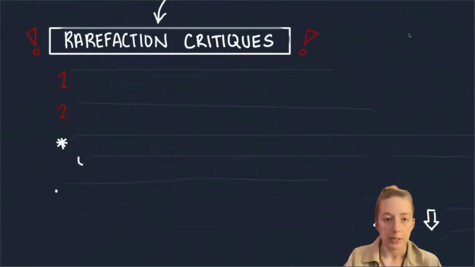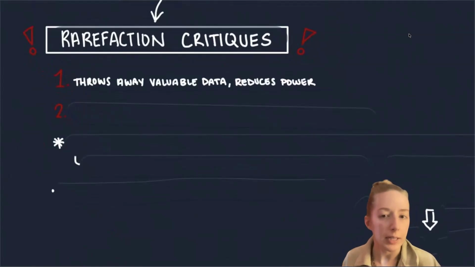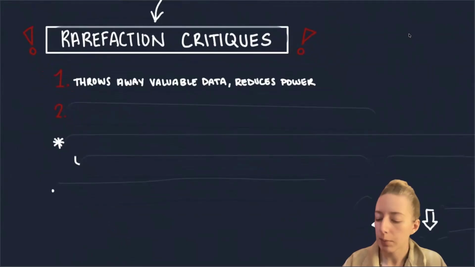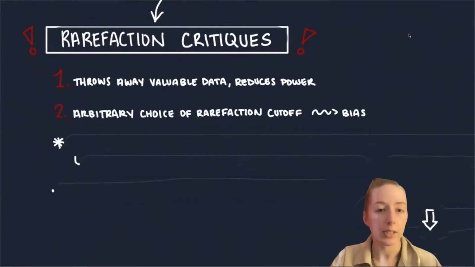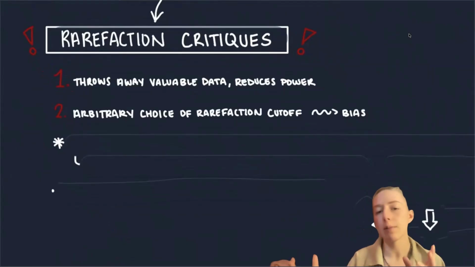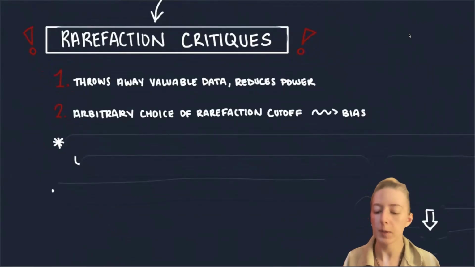So there are the critiques, right? The first one is that we're throwing away valuable data, ultimately reducing our power. So this is really important for different types of analyses. Another criticism is that your choice of rarefaction is kind of arbitrary, but we try to make informed decisions based off of our rarefaction curve. But there still is going to be bias in the end.